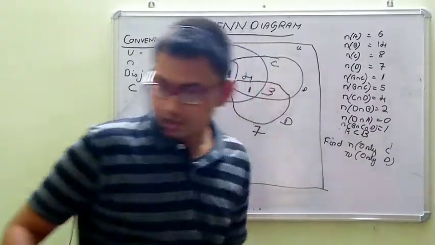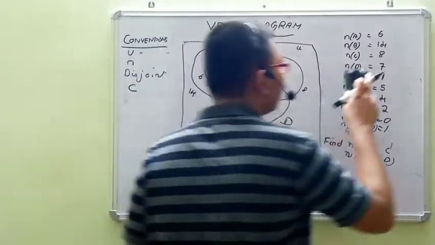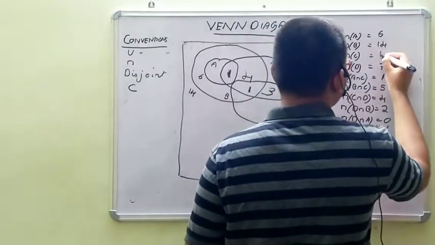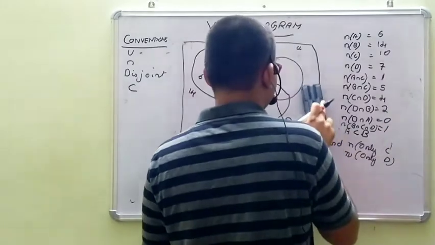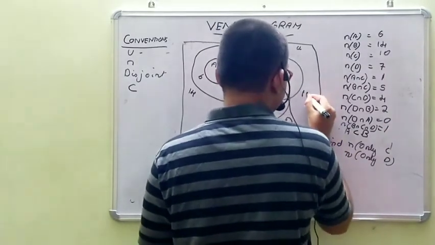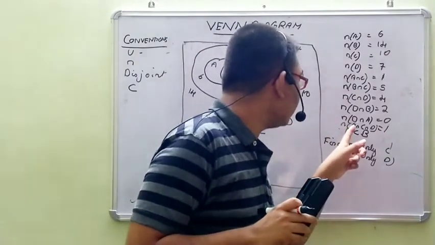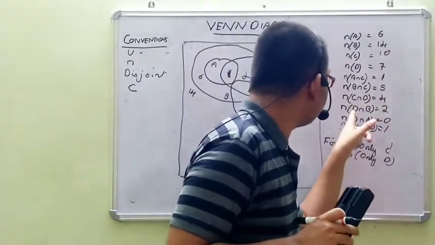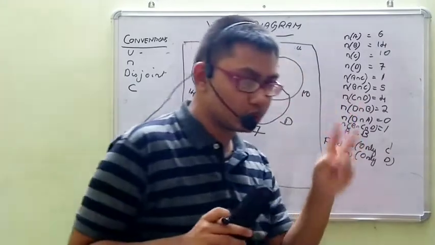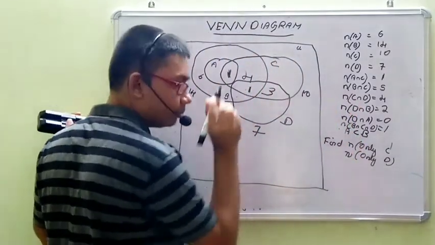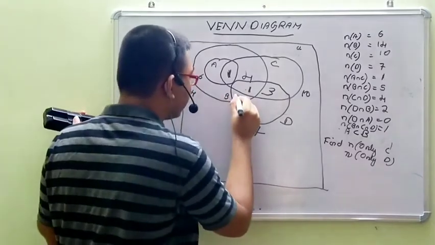Okay, now let me change a small thing. Let us make n(C) as 10, because we need 10 in C. I mistakenly wrote n(C) is 10. Now, B intersection D is 2. So B intersection D is 2 means this plus this will be 2. So this will naturally be 1.